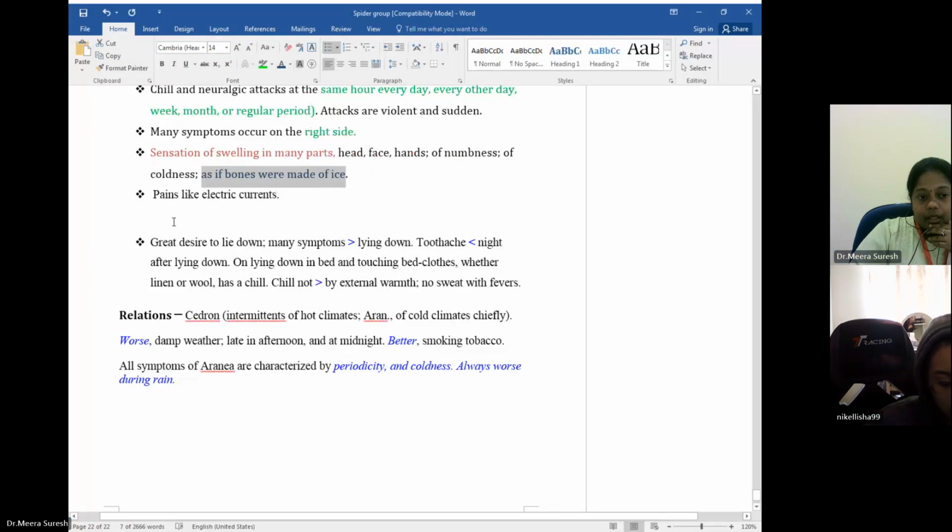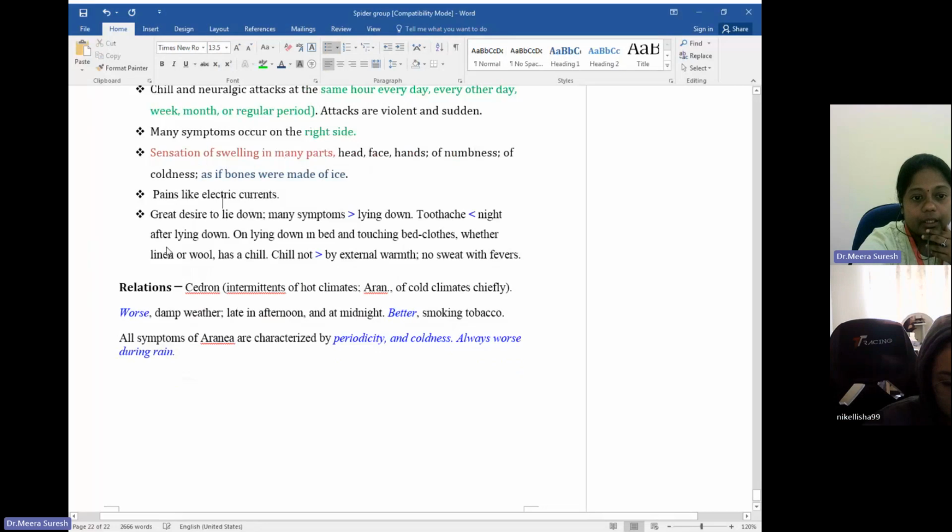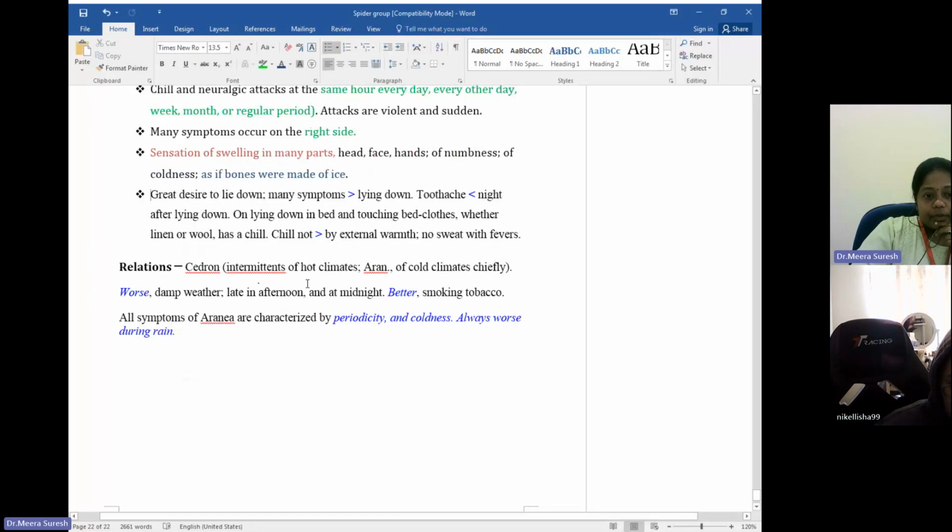Okay. Then pain like electric currents, not that important. It may be in Actaea racemosa that will be more important. The lightning-like pain over here. Okay, just delete it off. I don't want you to remember this symptom.